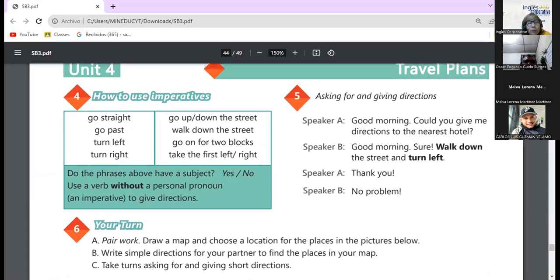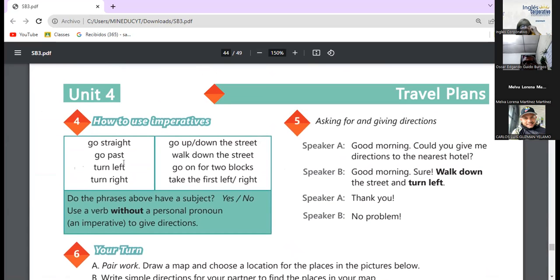Okay, the next content is important. How to use imperatives. When you say, for example, go straight, go fast, turn left, turn right, you are giving directions. Go up, go down the street, walk down the street, go on for two blocks, take the first left, the first right. Do the phrases above have a subject, guys? Yes or no? No, teacher. No, okay. Use a verb without a personal pronoun. It's an imperative to give directions.